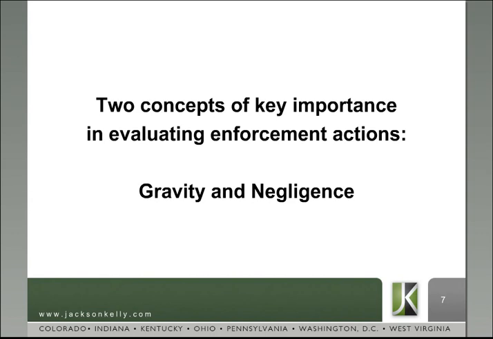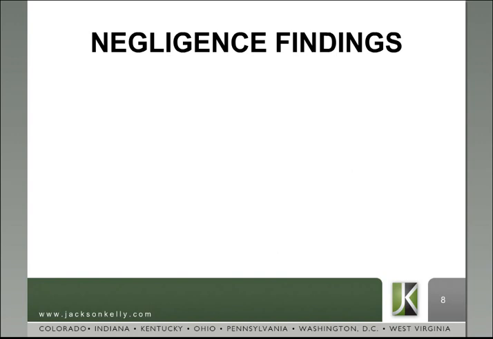So if the argument is that there's no violation, then the information we're looking to gather is just that. Why is there no violation? But assuming that a violation does exist, we can manage our compliance efforts by addressing the negligence or gravity finding. And what we're going to walk through next is what you should be looking for to mitigate negligence and gravity findings.